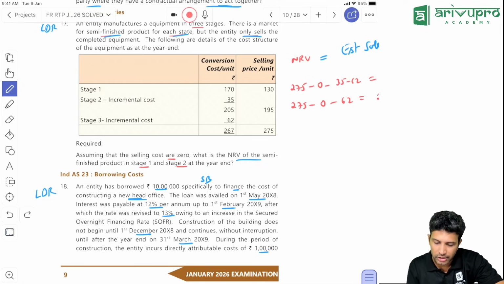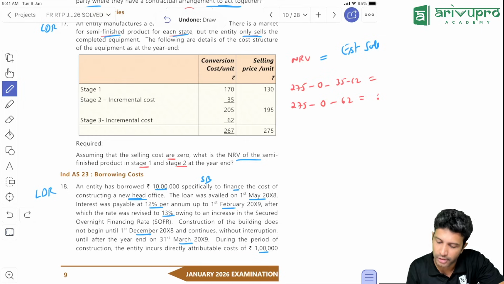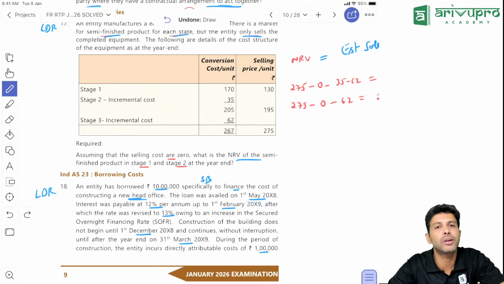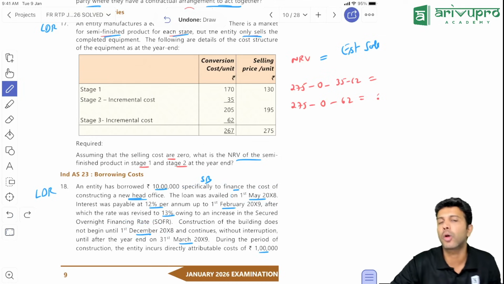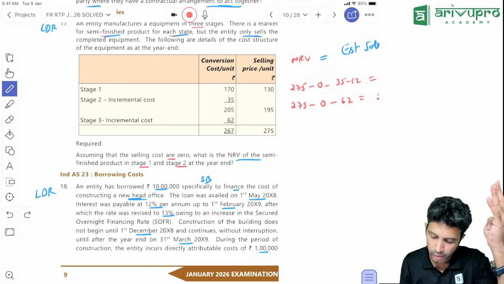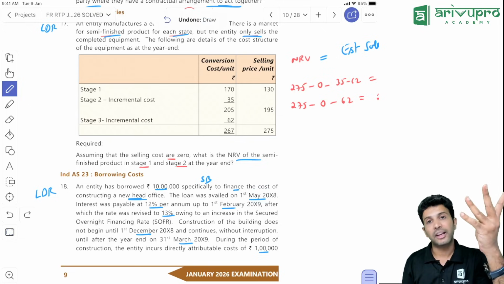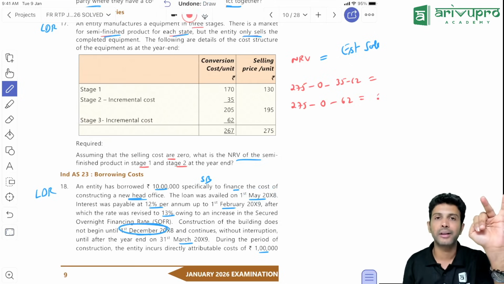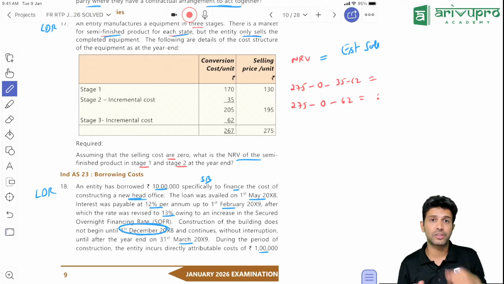Construction of a building does not begin until December 1st. Sir, you might have taken a loan on 1st May, but construction starts only in December. Now we have conditions for borrowing cost capitalization, right? One, borrowing cost should be incurred. Borrowing cost starts from 1st May. Then expenditure on qualifying assets should have begun. Activities relating to qualifying assets also should have begun.